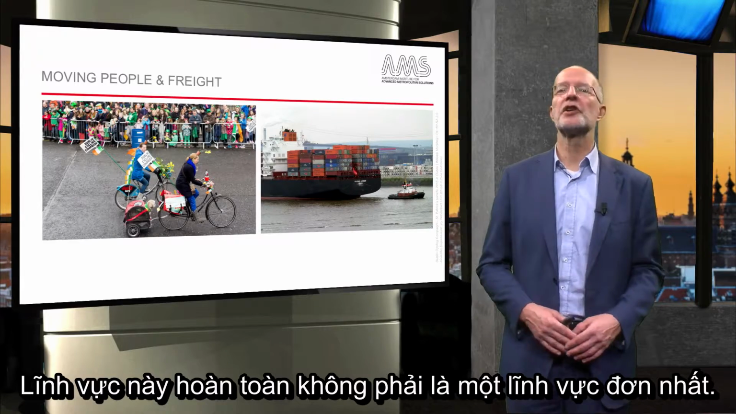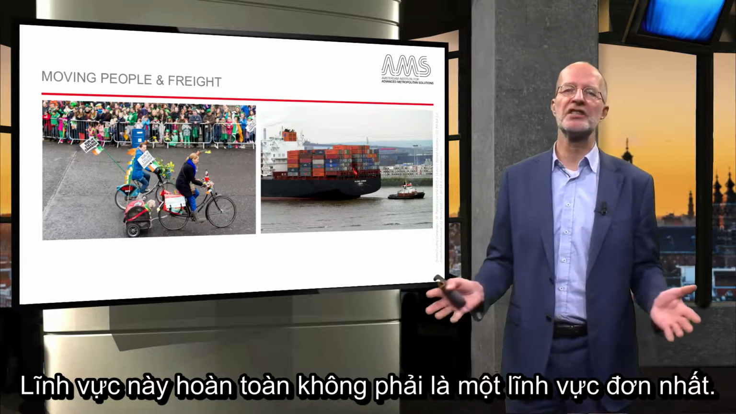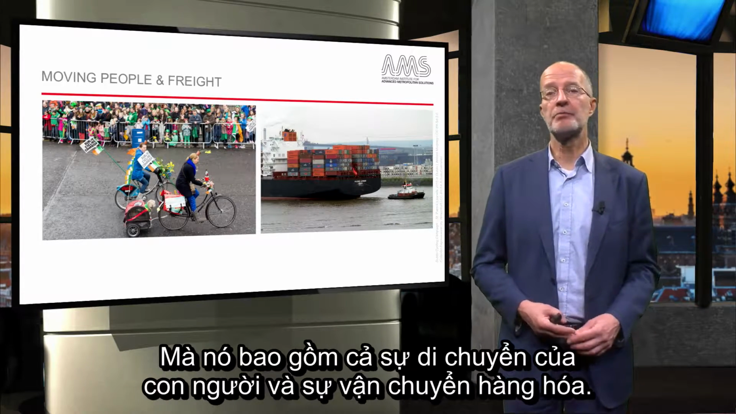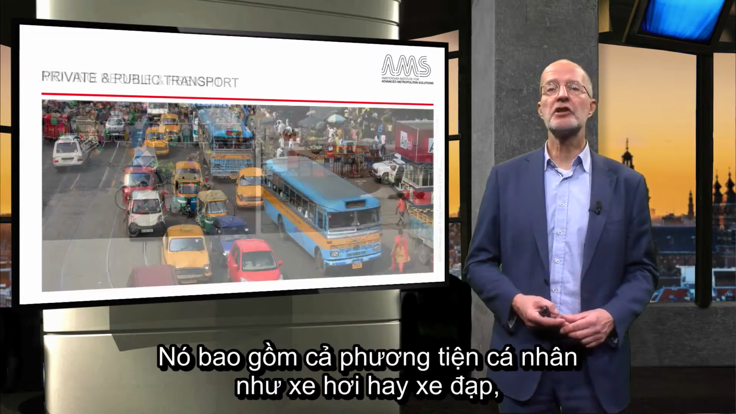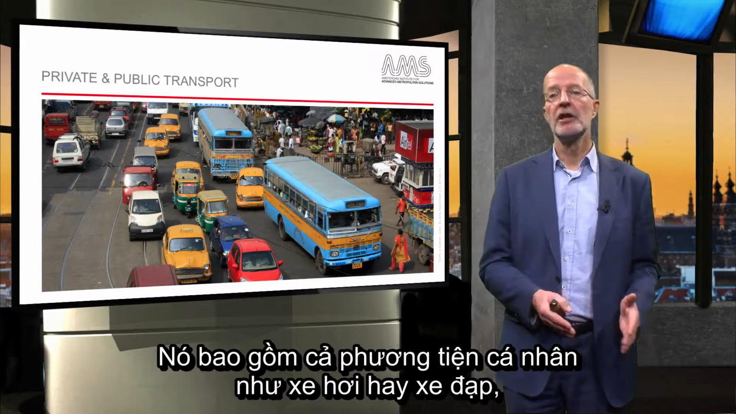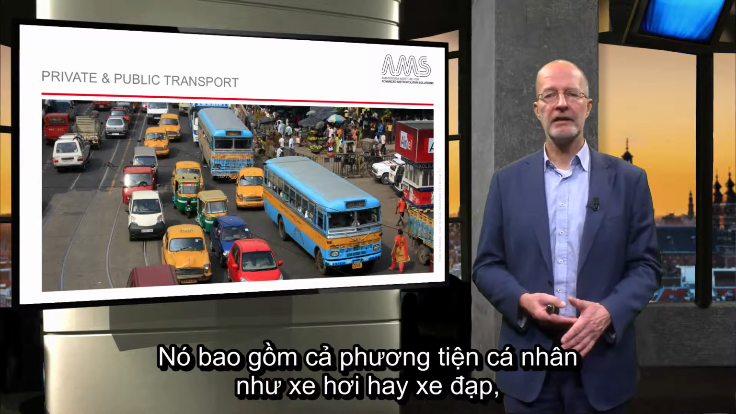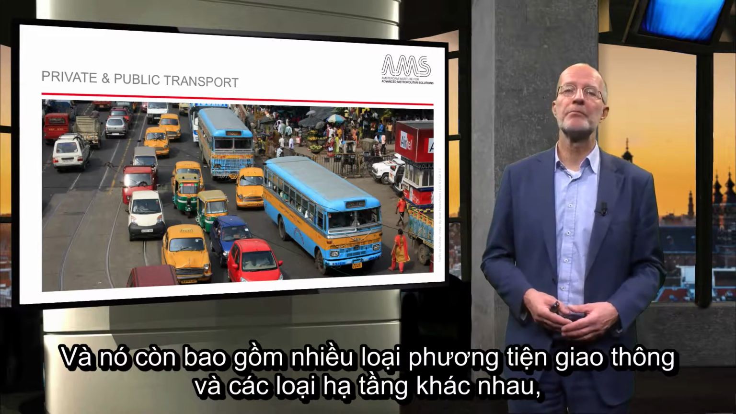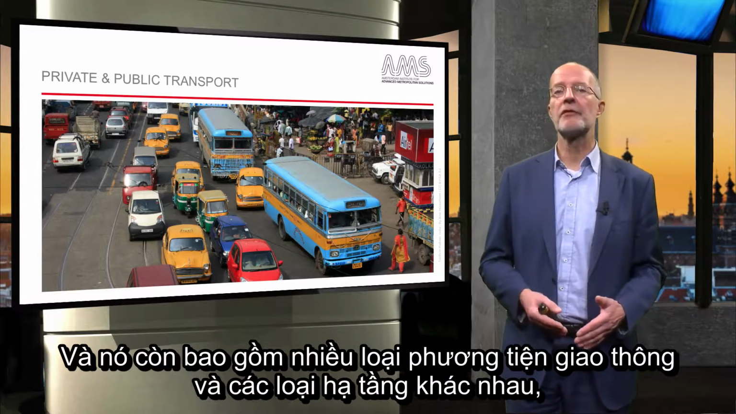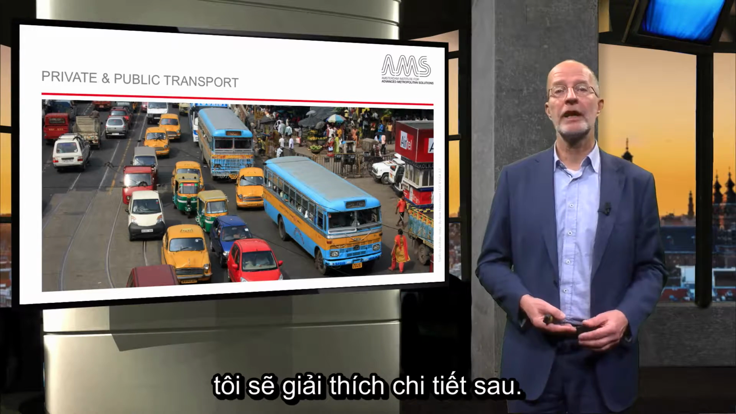The sector is not at all one homogeneous sector. It includes both people traveling and freight. And it covers private transport, such as the car or bike, and public transport. And it includes many transport modes and types of infrastructure, as I will explain later.